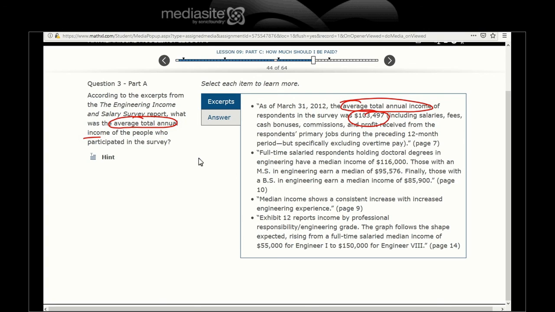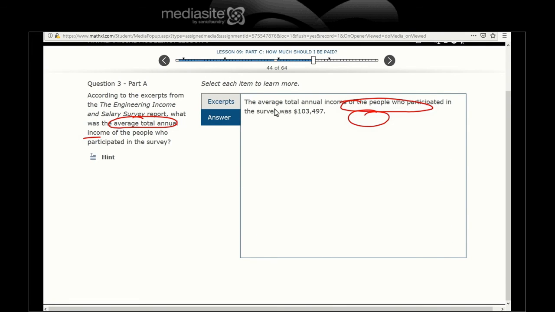Average income. Remember, this is all income as an amalgamate. You survey other engineers, how much you made, and on average, they made $103,497. I mean, someone may have made only $10,000. Someone else may have made $1 million. So 103,497. Yep, right out of the survey.